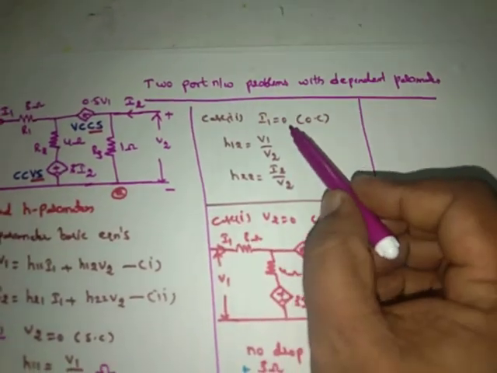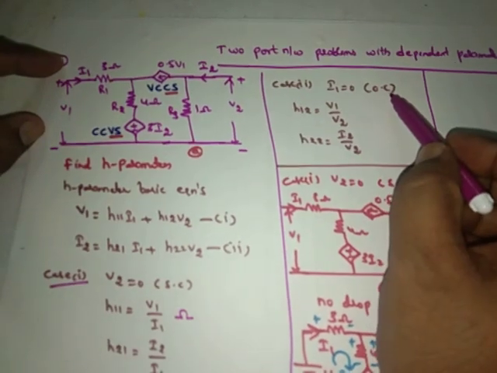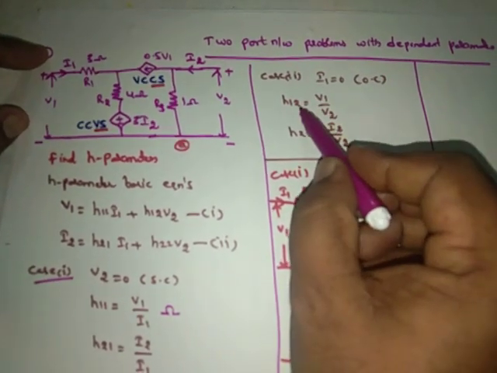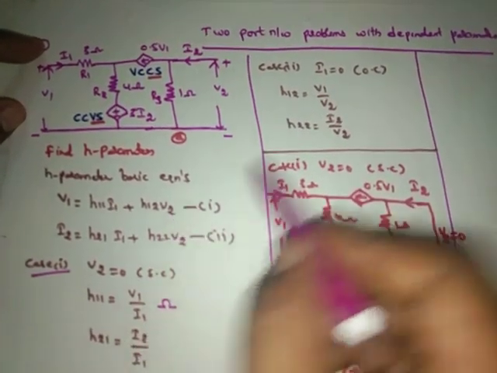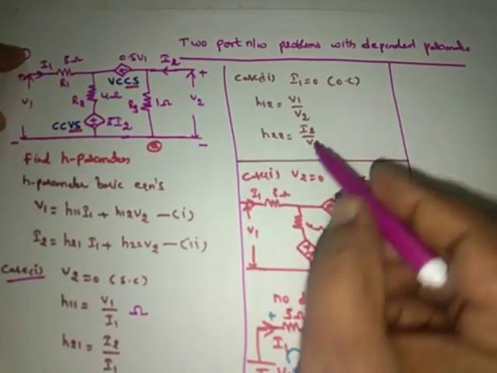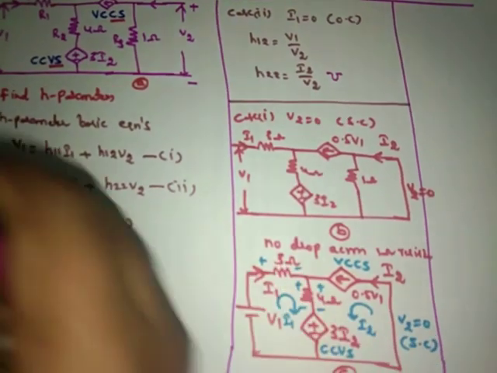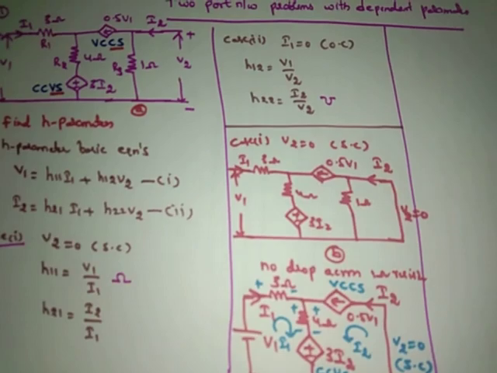Similarly, case 2, I1 is equal to 0. When I1 is equal to 0, it is the open circuit concept. H12 is equal to V1 by V2, the reverse voltage gain. Similarly, H22 is equal to I2 by V2. Here the units are mhos. Now we start to analyze the problem.